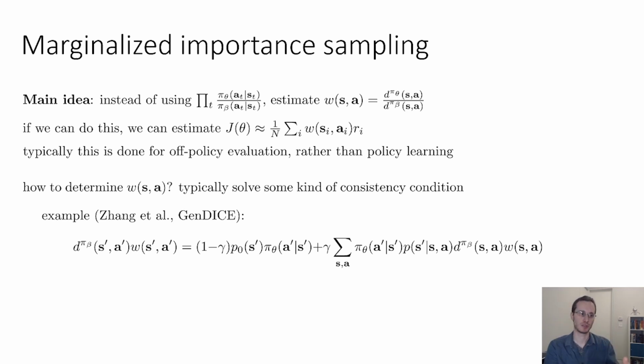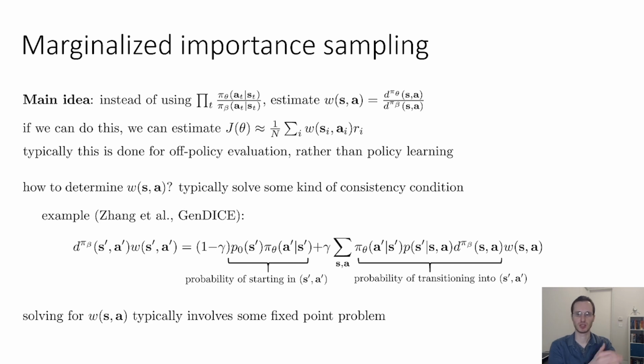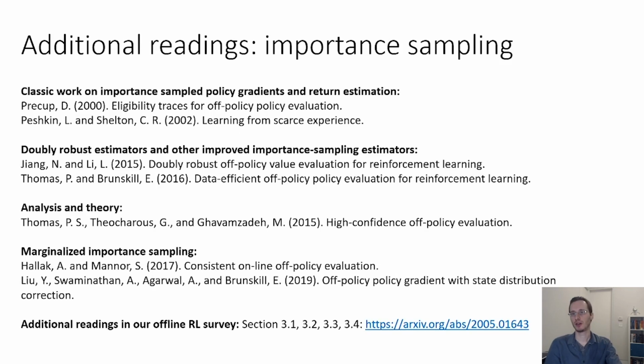So if you can write occupancy measure flow equations and then replace d pi theta with d pi beta times w, then you get a condition on w expressed entirely in terms of quantities that you know or have sample access to. So you have the first term, which accounts for the probability of starting in that state, the second term that accounts for the probability of transitioning into it, just like the occupancy measure equations. And then you could turn this into a consistency condition and solve for the w's that are consistent. So typically this involves some kind of fixed point problem, and if you want to read more about this, I have citations on this slide.